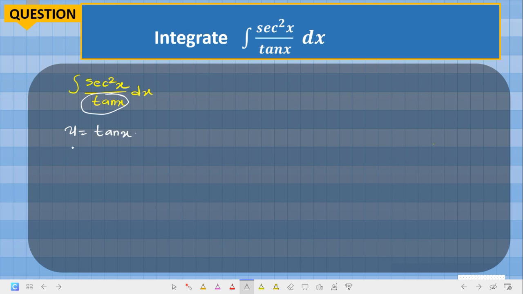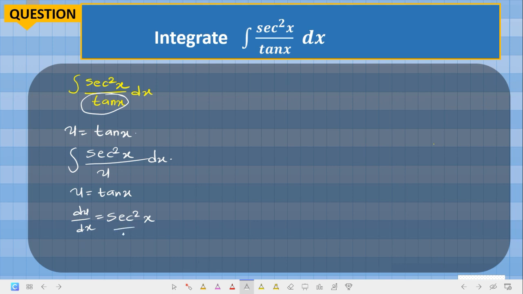Then the next step is to differentiate u. If our u is equal to tan x, first of all, we write the expression again: sec square x all over, in place of tan x we can put u, and this becomes dx. Now our u is tan x. Differentiate u with respect to x, so this becomes du dx. When you differentiate tan x, it will give you sec square x.